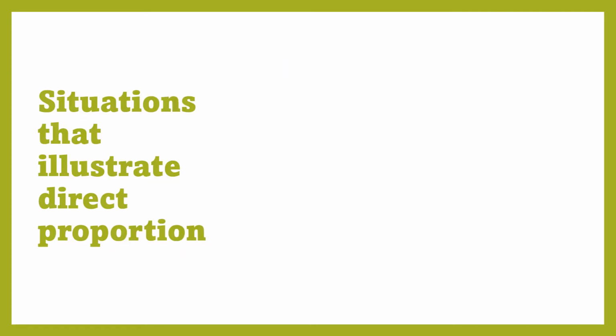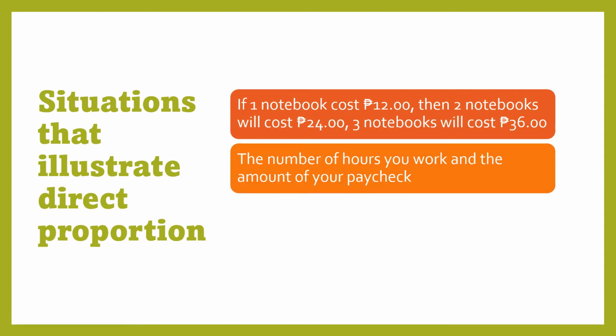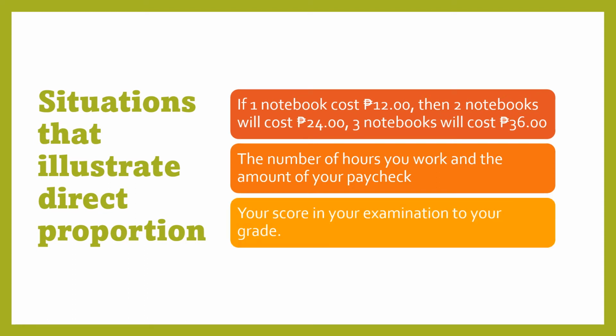Sample situations that illustrate direct proportion. So we have here, for example, if a notebook costs 12 pesos, then 2 notebooks will cost 24 pesos and 3 notebooks will cost 36 pesos. So in this situation, we can see that the more quantity of notebooks that we are going to buy, the higher the value. Next, the number of hours you work and the amount of your paycheck. And then, your score in your examination to your grade. So the higher your score, the higher will be your grade.